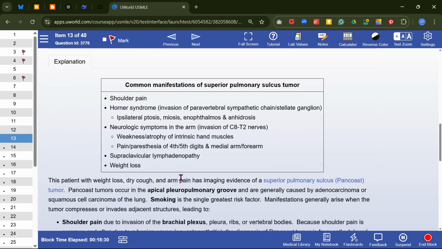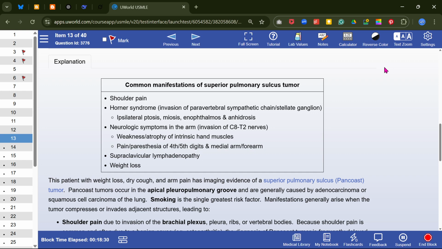Okay. Common manifestations of superior pulmonary sulcus tumor: there may be shoulder pain. This patient has arm pain, shoulder pain, Horner syndrome due to invasion of the paravertebral sympathetic chain or stellate ganglion: ipsilateral ptosis, miosis, enophthalmos and anhidrosis. Neurologic symptoms in the arm from invasion of C8 to T2 nerves: weakness or atrophy of the intrinsic hand muscles, pain or paresthesia of the fourth and fifth digits and medial arm or forearm, and weight loss.